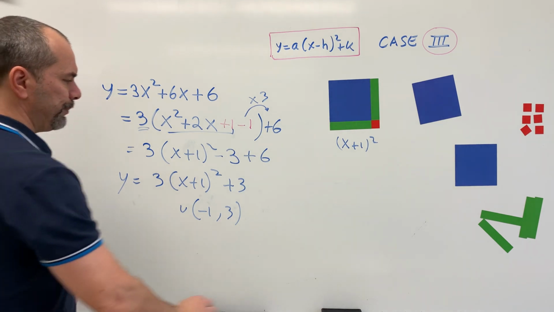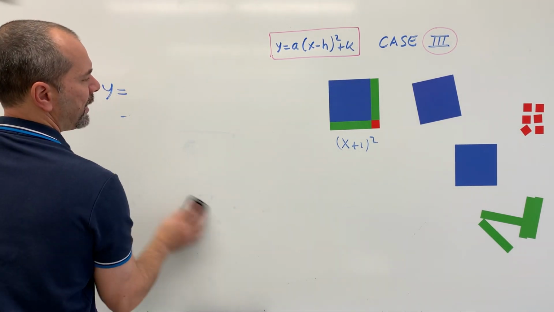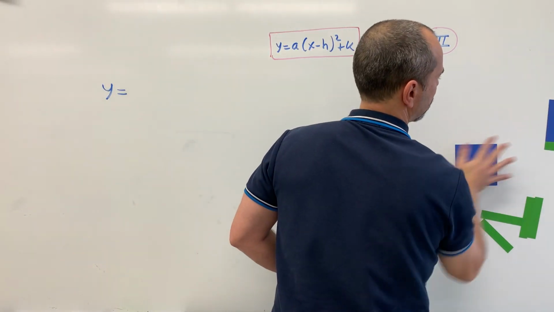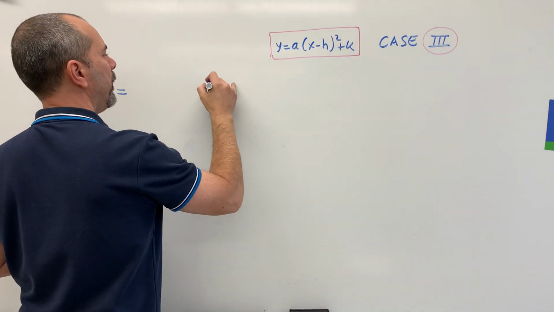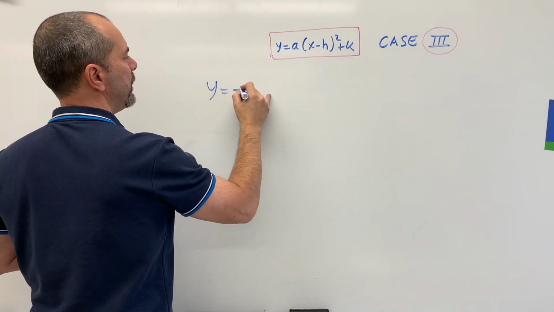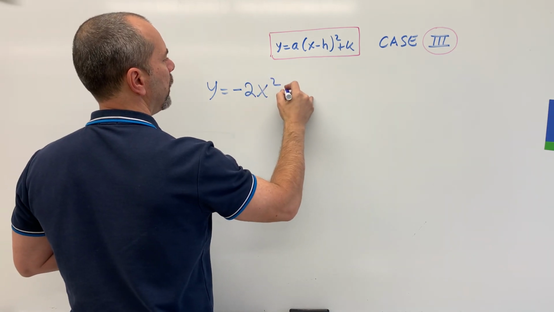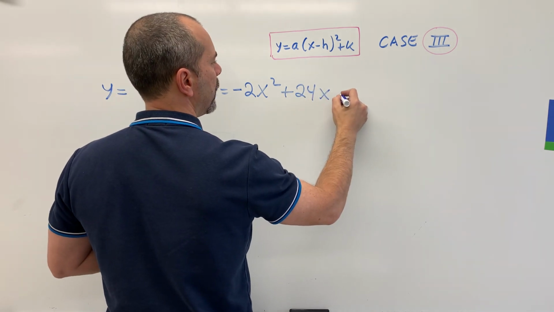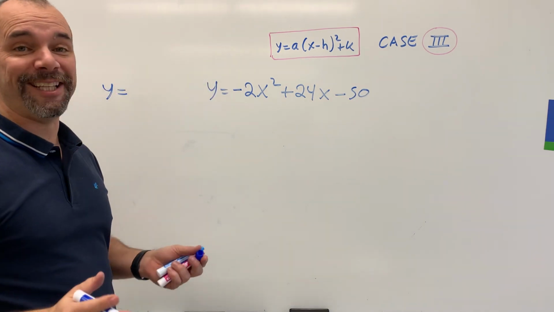Let's do another example. So what if now we have, let's get some negatives on it. And let's pretend we don't have those tiles. Put them out of the way. And if we have y is equal to negative 2x squared plus 24x minus 50. All right, those are big numbers.